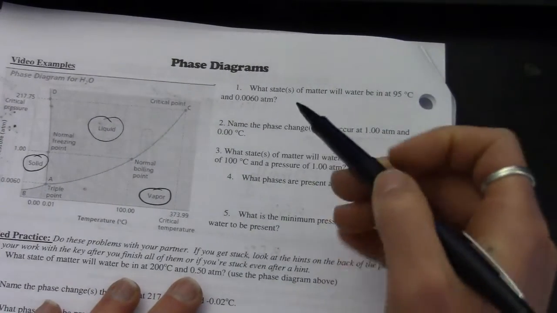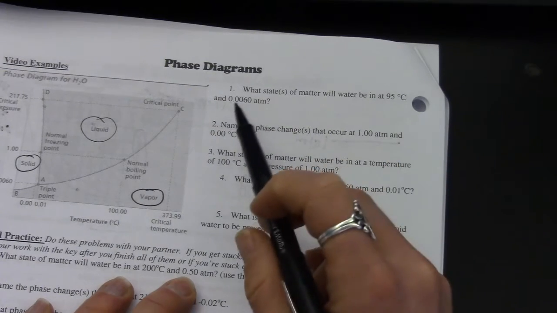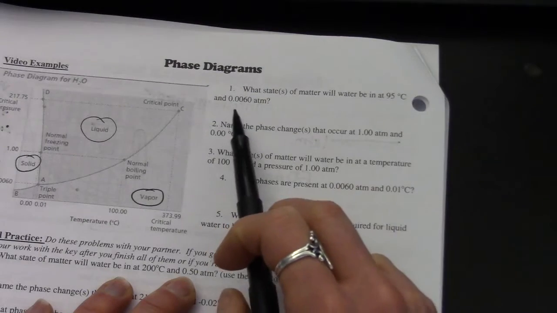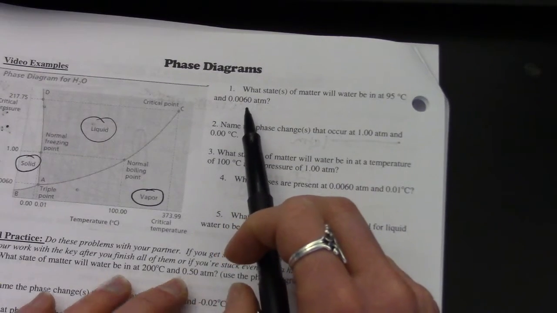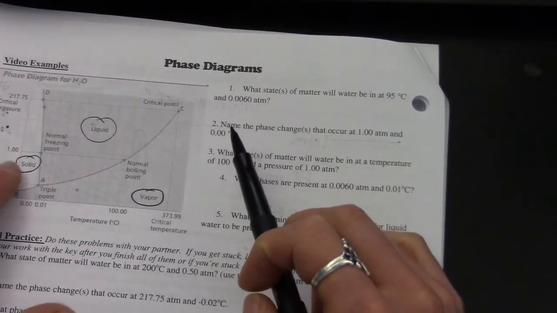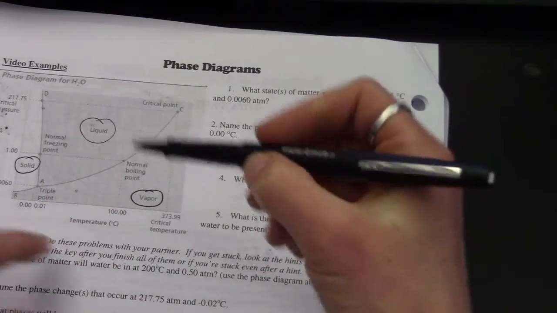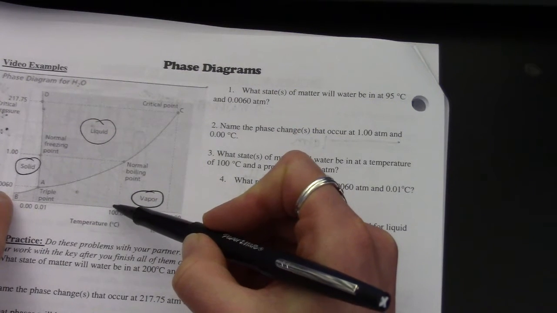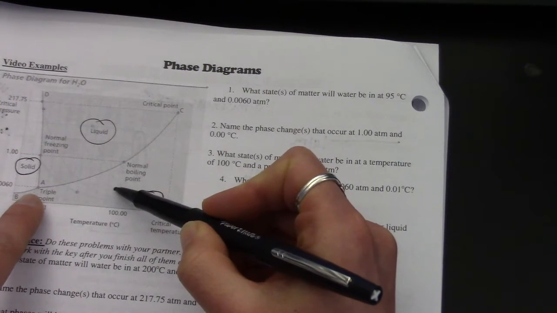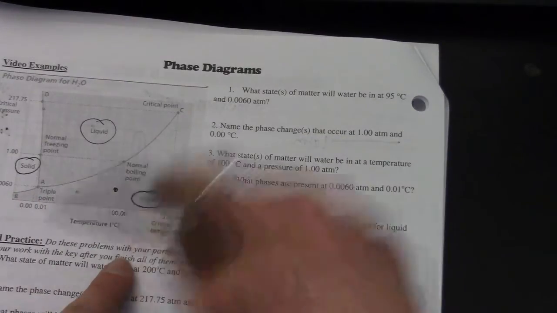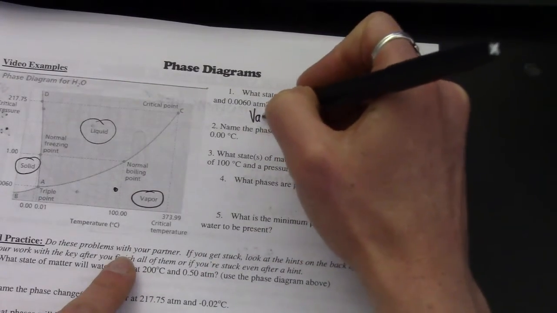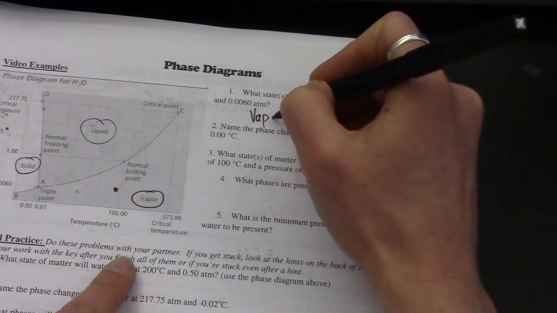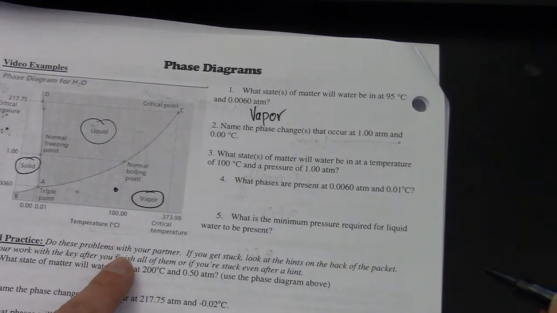Okay, so let's go ahead and look through these questions. Question 1, what state of matter will water be in at 95 degrees Celsius and 0.0060 atm? So all we need to do is plot those conditions and see which region it falls in. Okay, so 95 degrees Celsius is going to be about here. 0.0060 atm is right about there. Okay, so that is in the vapor region. So that means that this substance, water, will be a vapor at those conditions.